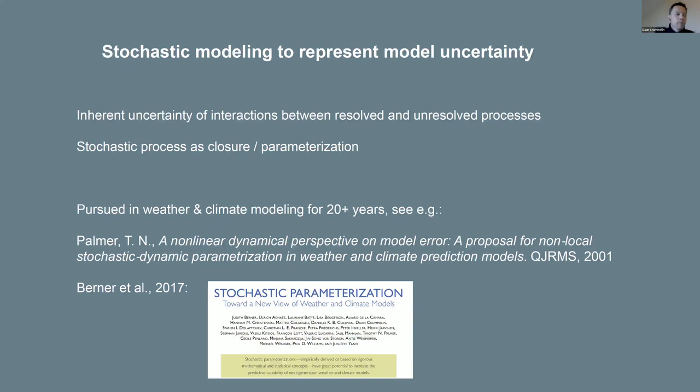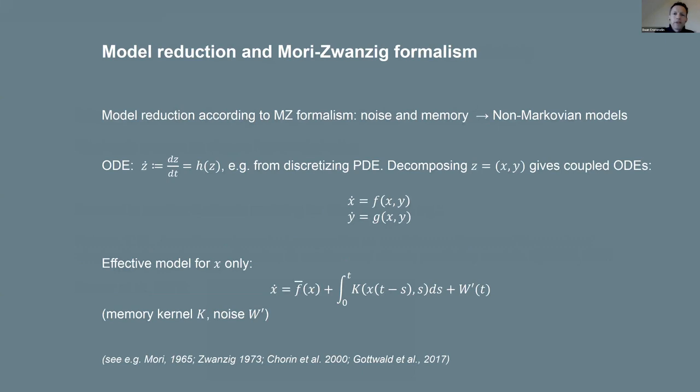I have only about 2 minutes left. So I had a couple of slides to show why there is some theoretical underpinning for the idea of stochastic modeling, and that is if you think of model reduction in the context of what's called the Mori-Zwanzig formalism, which is the formalism to reduce models and come up with an exact effective model.